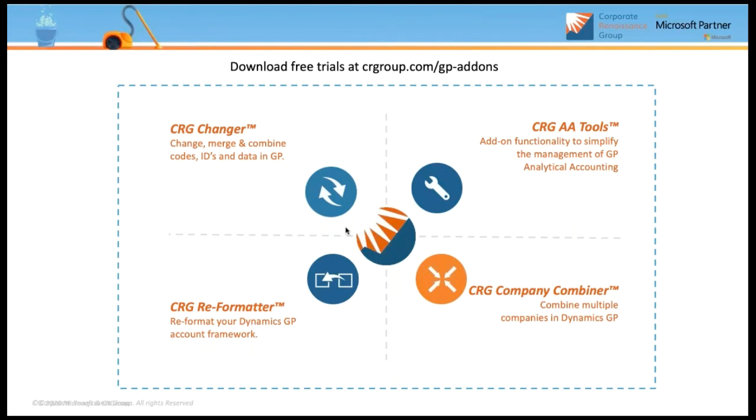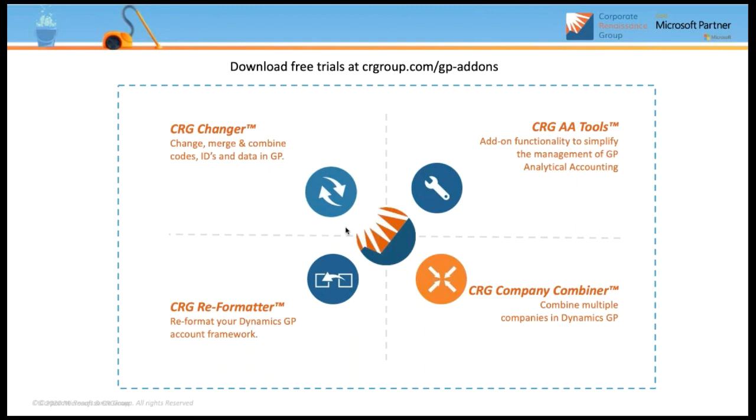We were the original GP Changer product that allows us to change chart of accounts numbers and merge the chart of accounts, different accounts together. It allows us to change, merge, and combine the GL accounts, and it spirals through history as if the new GL account structure was in place from the very beginning. Changer also works with item numbers, employee codes, project codes, vendor codes, and customer codes.